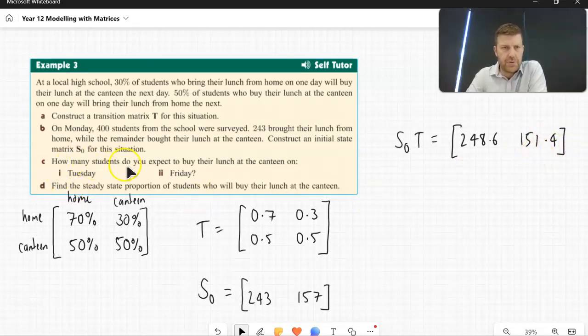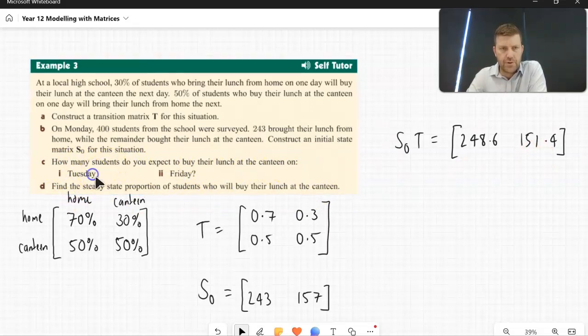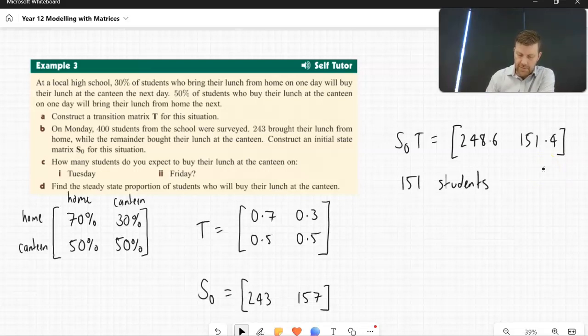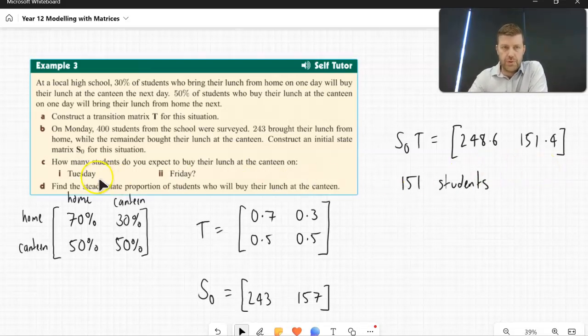The question says, how many students do you expect to buy their lunch at the canteen on Tuesday? Okay, so we're looking at this value here, but because we're talking about people in this context, we can't leave it as a decimal. So I would expect 151 students to purchase their lunch from the canteen on Tuesday.